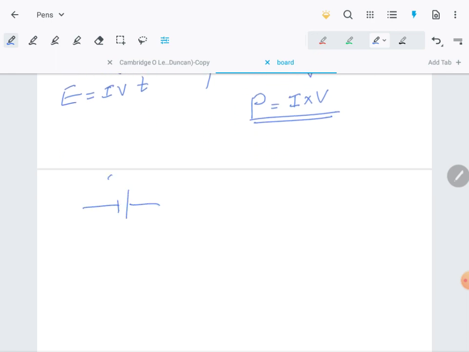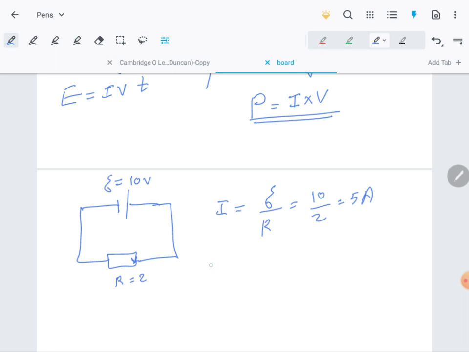So look at this simple circuit. Suppose the electromotive force of the battery is 10 volts and you have a resistor R of 2 ohm. Can you find I? Yes, I equals epsilon over R, which is 10 over 2, which is 5 ampere. Now, what is the potential difference or the voltage across the resistance? It's I multiplied by R, which is 5 ampere multiplied by 2 ohms, which is 10 volts.